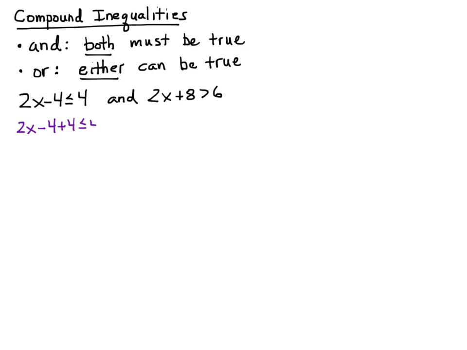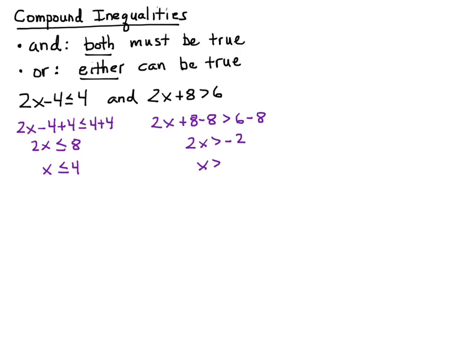So let's solve this. And so what you do is you work these separately and keep the "and" in place. So we're going to add 4, and then we're going to divide by 2. So we know that x has to be less than or equal to 4. And so when we do this side, we're going to subtract 8, then divide by 2. And so x is less than 4, and x is greater than negative 1.